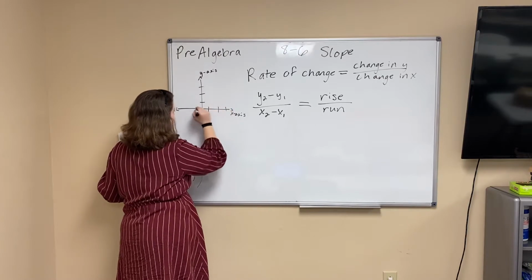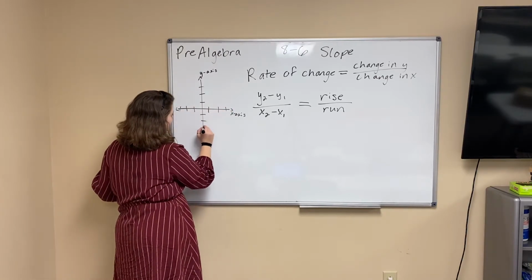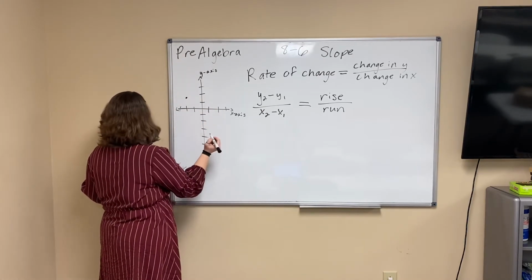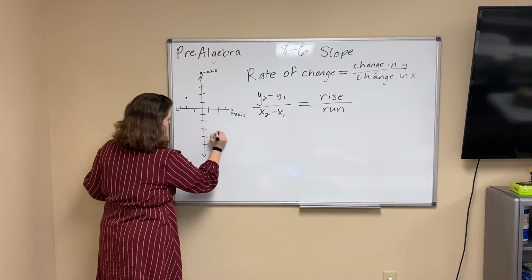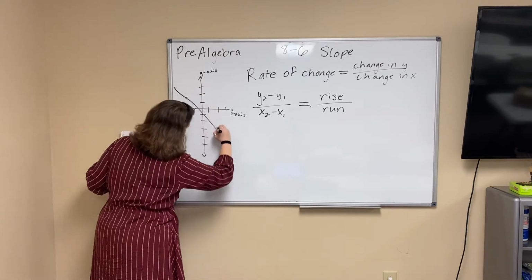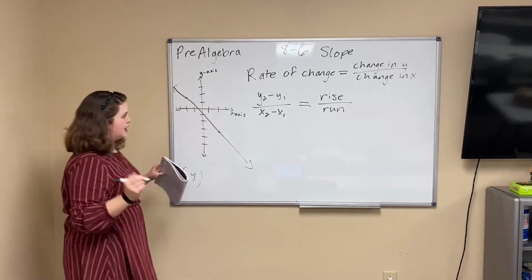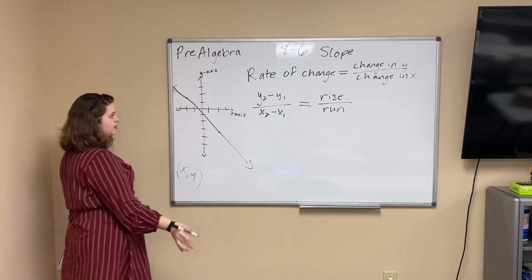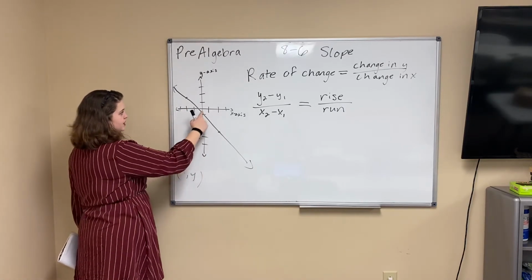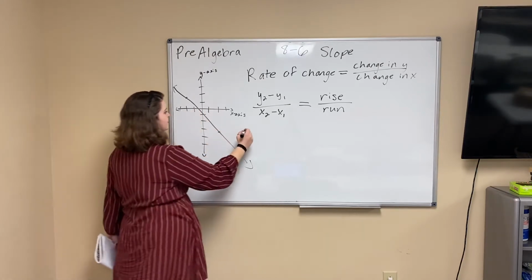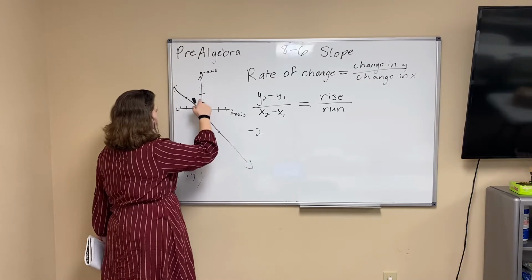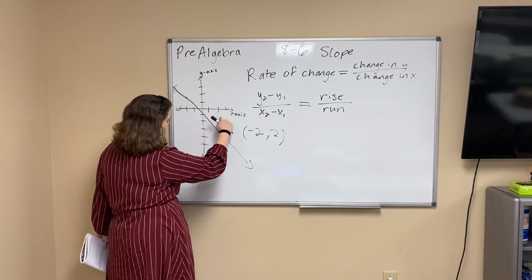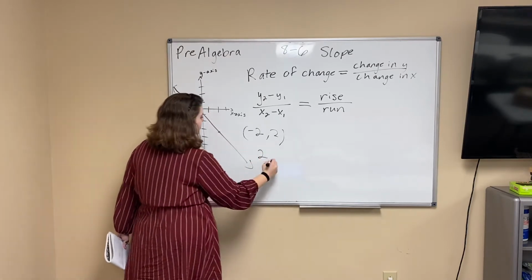So we'll make a graph, and I'll draw a line. Okay. How we do this is the same way we did rate of change before. First we need to find our 2 points. This one is -2, 2. And this one is 2, -3.